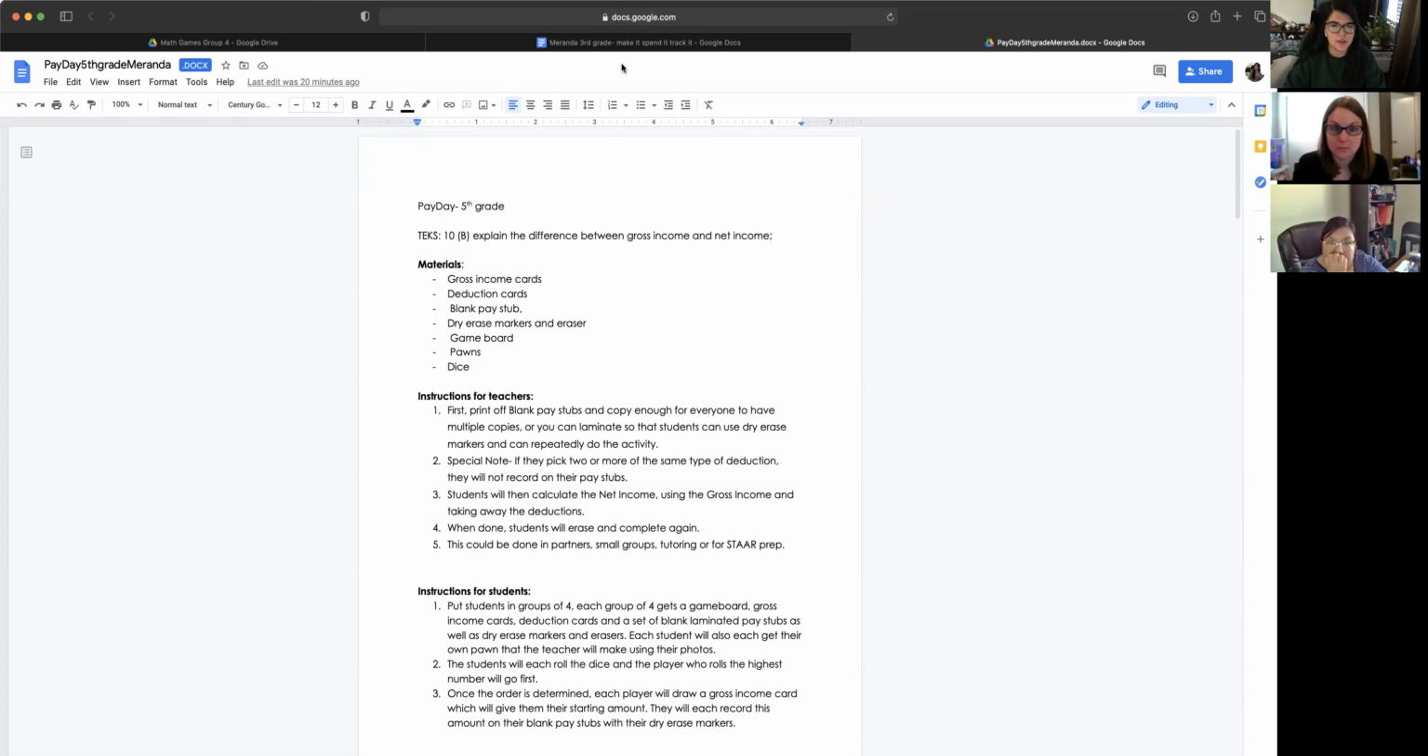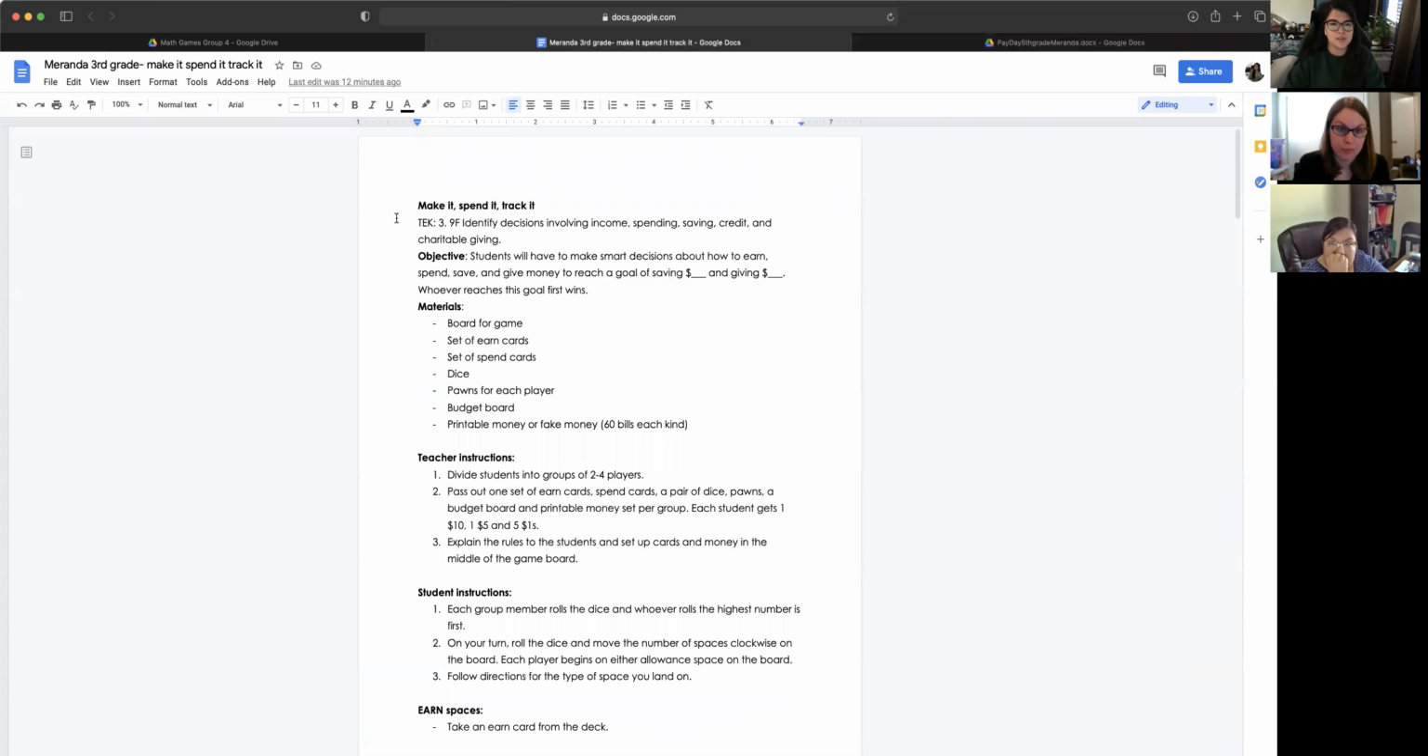And now we're going to be looking at my 3rd grade game. For 3rd grade, we're going to look at the TEKS 9F, which is identify decisions involving income, spending, saving, credit, and charitable giving. This is a fun board game where students will have to make decisions about earning, spending, saving, and giving money to reach a goal.